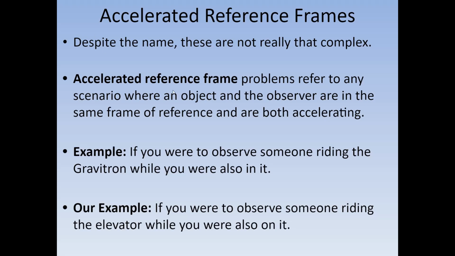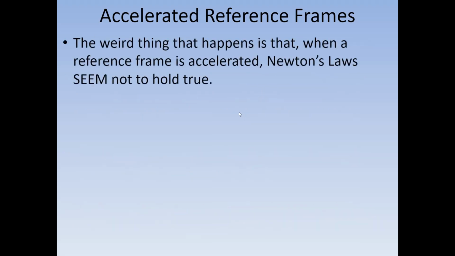Now, the gist of this and the main idea about these accelerated reference frames is that it's meant to explain some of the things that might make it so that Newton's laws don't seem to hold true. A perfect example is going back to the Gravitron. When you go into the Gravitron and the machine starts to turn, initially you are standing there at rest, but then all of a sudden you experience a force pushing you backwards.